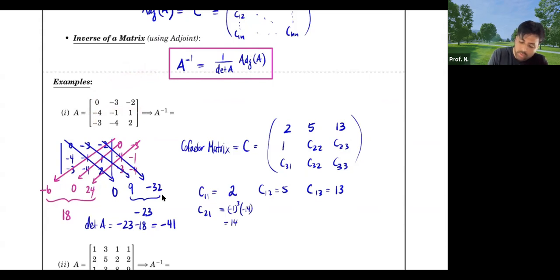This is +14. As you can see, it's not the most interesting way to find the inverse. This becomes 0, and this is -6. So this is -1 times 2 plus 2, this is -6, right? So this would be -6. And then C23. But then think about it. Think about trying to do this.